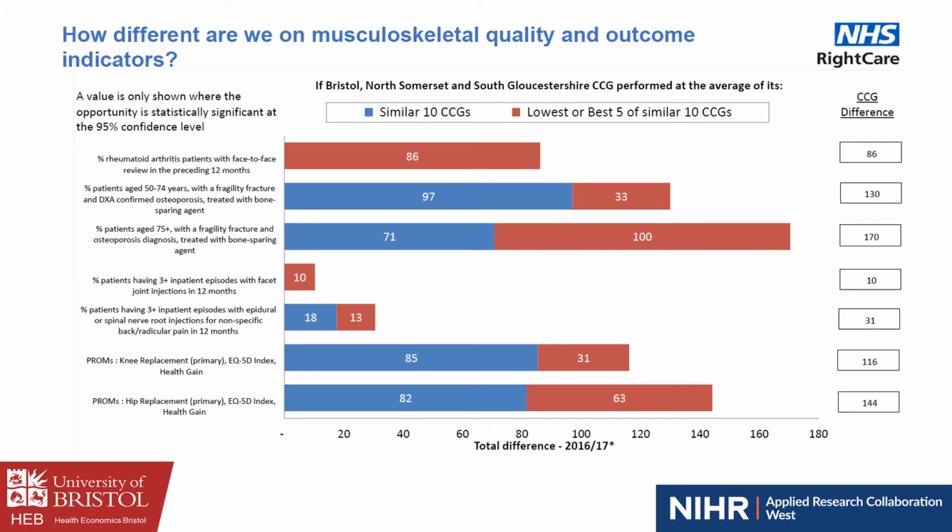So it's indicating here that if BNSSG matched its 10 comparator average for QALY gains from hip replacement surgery, the bottom row, estimated from the National PROMS EQ5D data, then it could generate an additional 82 QALYs over a year. The appropriate commissioner response to this finding is not straightforward.